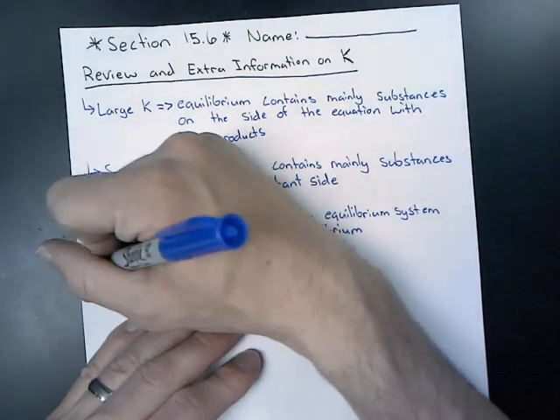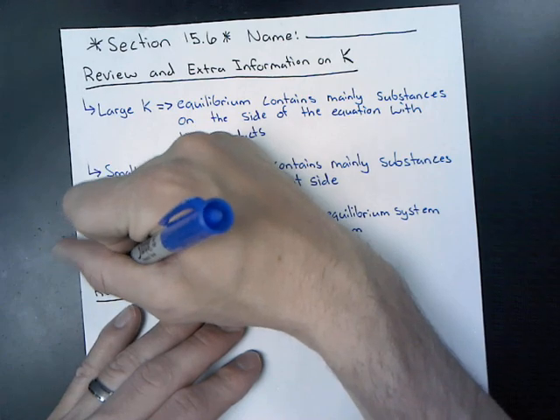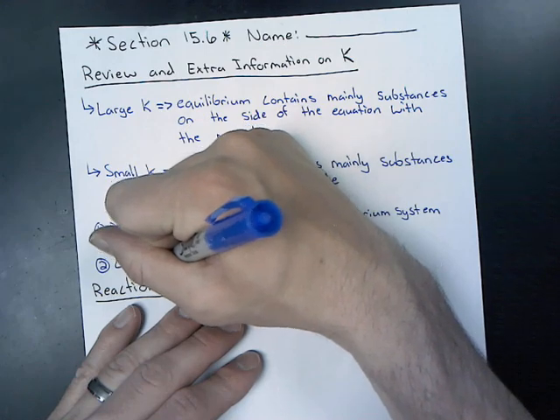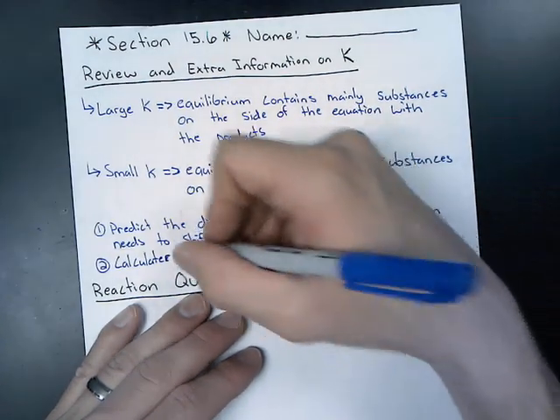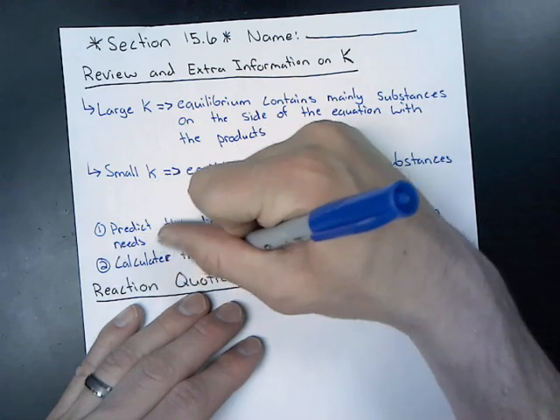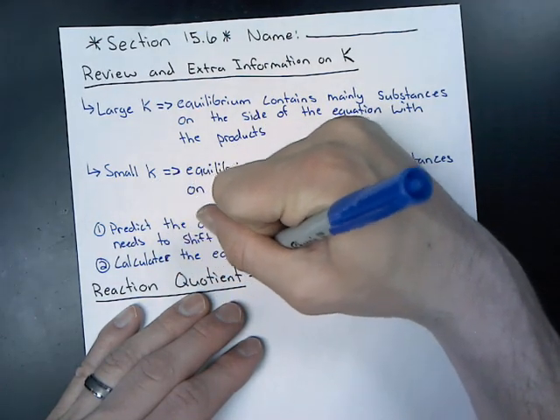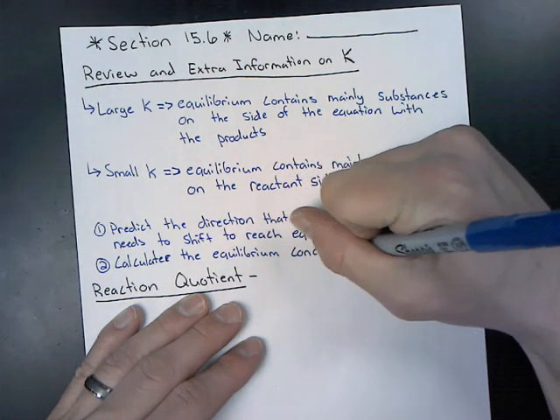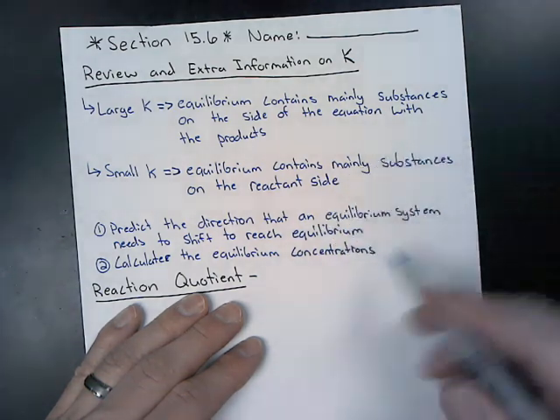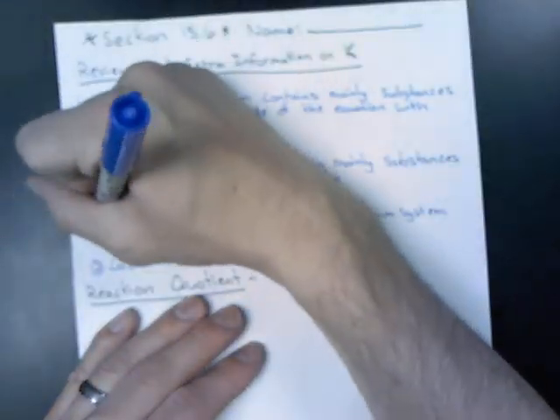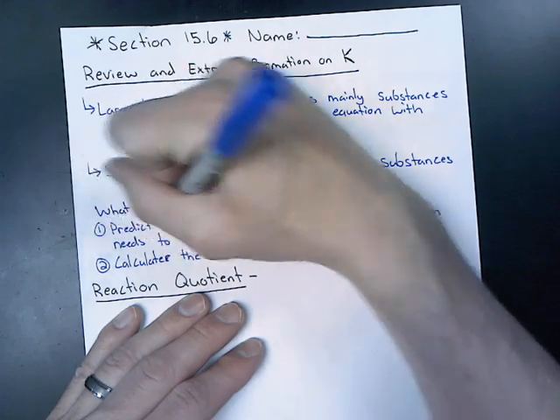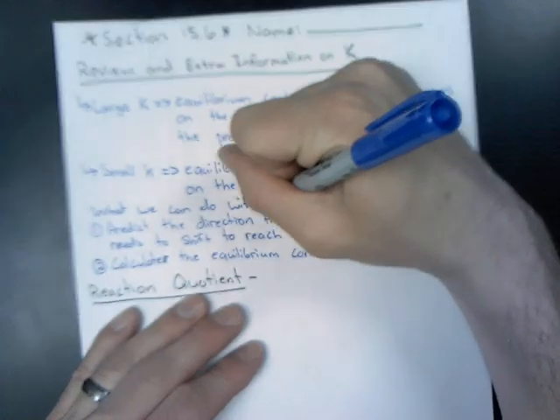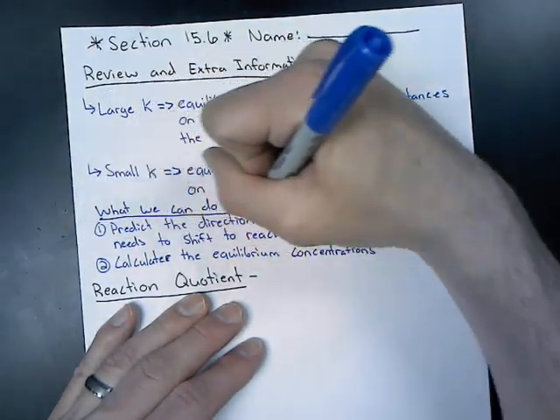And then number two, if we have knowledge about this K, we can calculate the equilibrium concentrations. And again, these two things are what we can do with that equilibrium constant K.